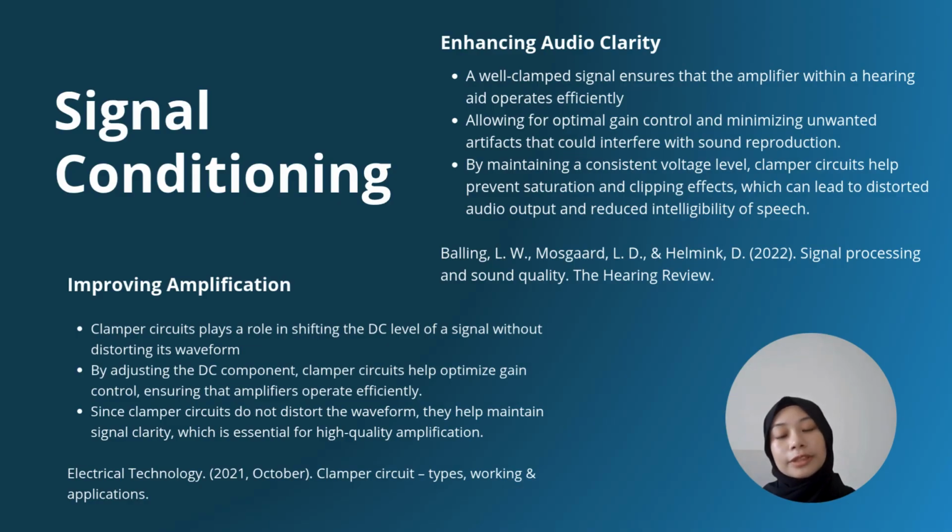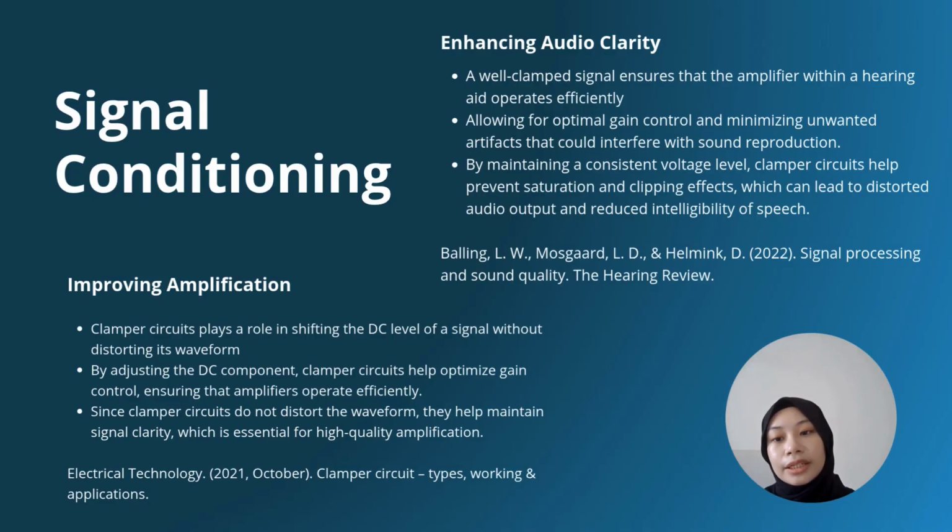Now that we know the properties of a clamper circuit, let's see how it works in the signal conditioning and audio processing of a hearing aid. First, enhancing audio clarity. A well-clamped signal ensures that the amplifier within a hearing aid operates efficiently. This allows for optimal gain control and minimizes unwanted artifacts that could interfere with sound reproduction. By maintaining a consistent voltage level, the clamper circuit helps to prevent saturation and clipping effects, which can lead to distorted audio output and reduce intelligibility of speech.